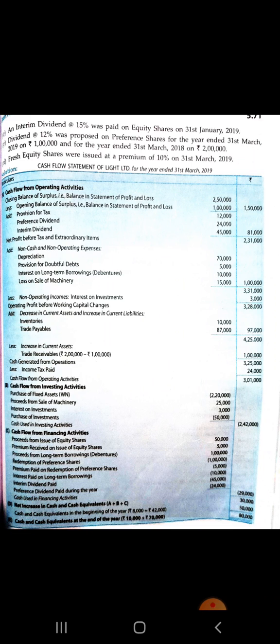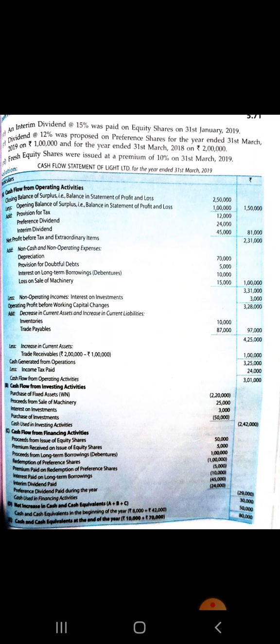Then next adjustment, dividend at the rate 12% was proposed on preference shares for the years ended 31st March 2019 and 31st March 2018. Proposed dividend 12% is calculated on the basis of previous year's amount. Previous year's amount is 2 lakh.